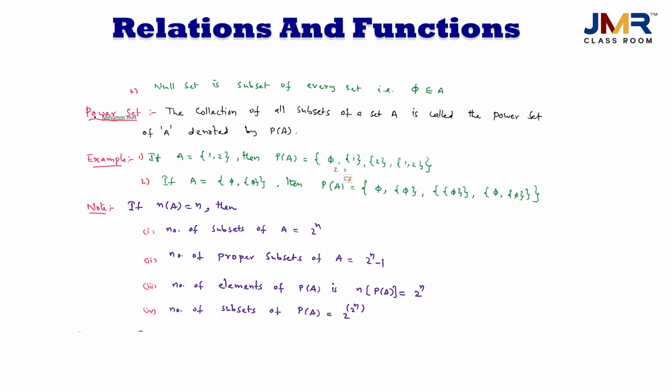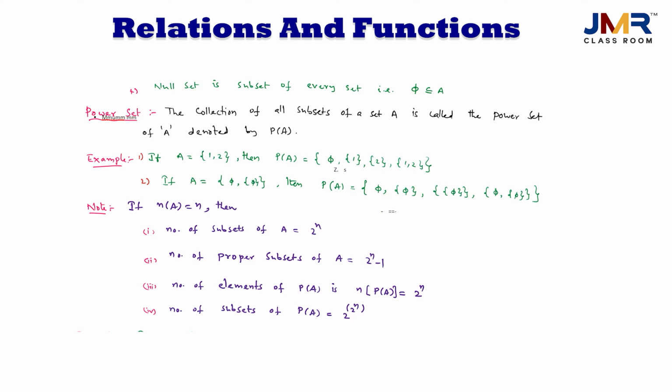Similarly, if A equals {5}, then P of A equals, this is the null set, this is the set of the first element of the set, this is the set of the second element of the set, this is the set itself. So this is P of A equals {∅, {5}, {5}, {5, 5}}.